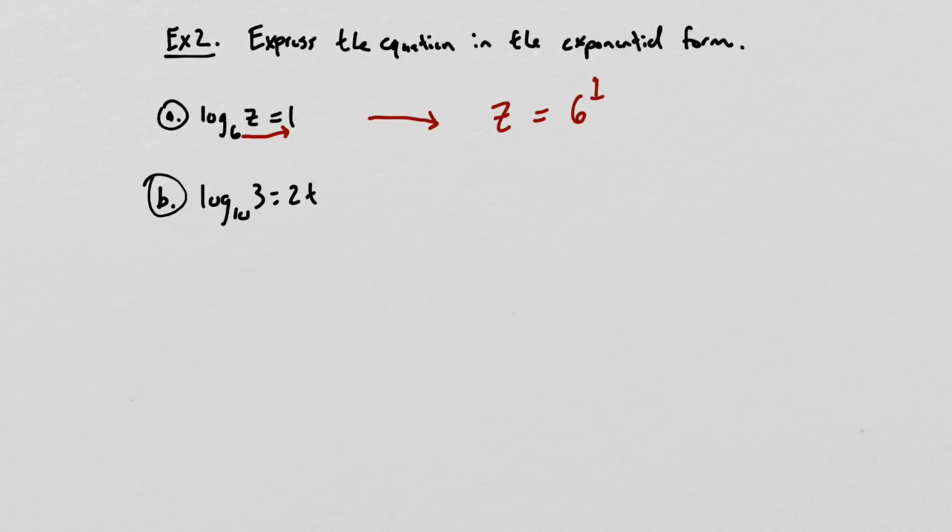Rewriting this as an exponential, this is going to be z is equal to 6 raised to the 1. Again, a very easy way to remember how to rewrite a logarithmic equation as an exponential equation is take the base of your log and push it under the right-hand side of your equation. Rewriting this, we get 3 is equal to 10 raised to the 2t.